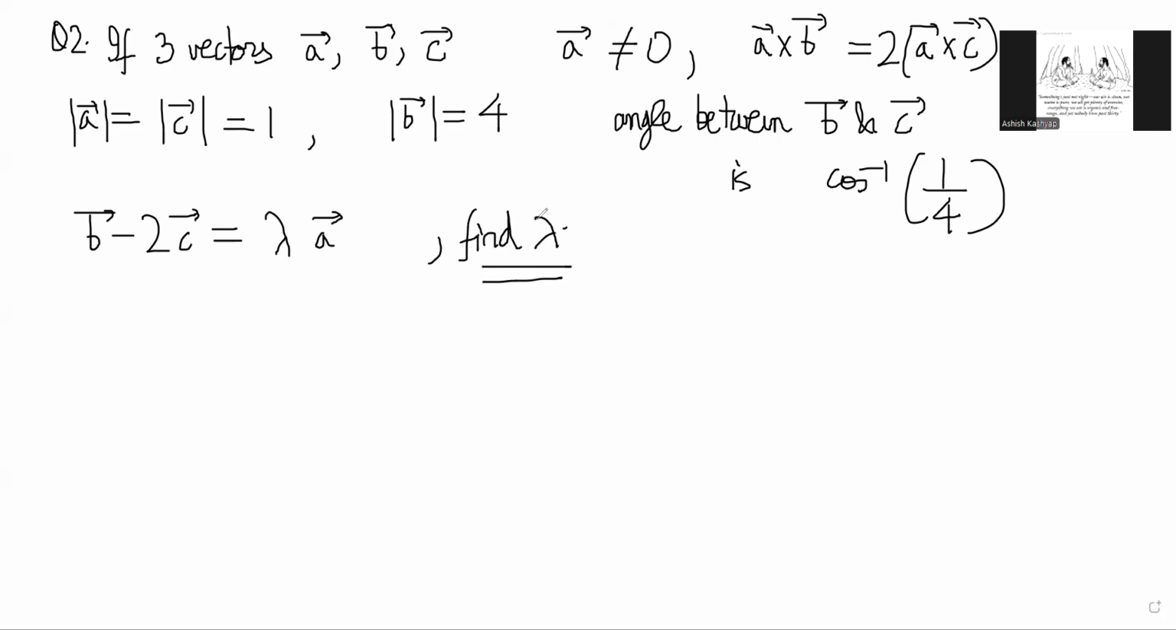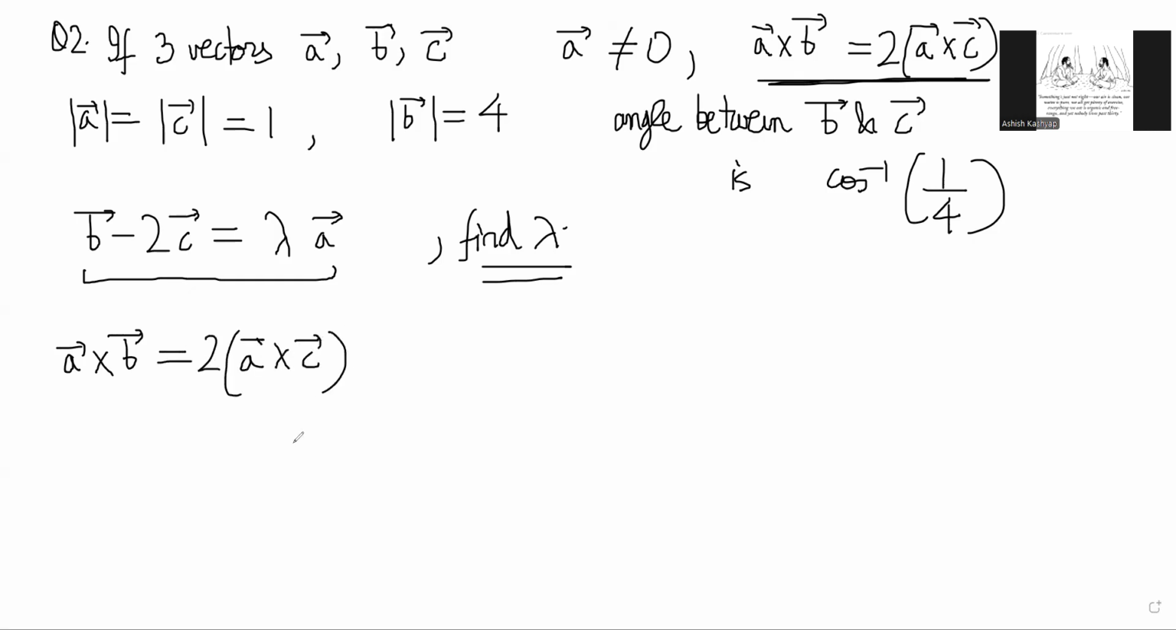So notice that so much information is given. All we have to do is use it somehow, right? So let's think about it. First of all, from this equation, we have B minus 2C is lambda A. We also have this relation here. So let's think of that. A cross B is equal to twice of A cross C.